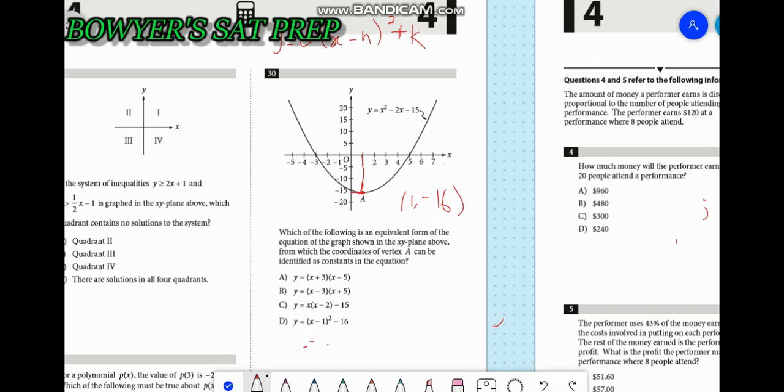Alright, so let's take our equation, which is already given to us. We have y is equal to x squared minus 2x minus 15. When you finish, you can ask questions. So we split this one into 2. We have x minus 1, then you square it, but then we need this negative 15 here. So when you expand this one, you get x squared minus 2x minus 1.